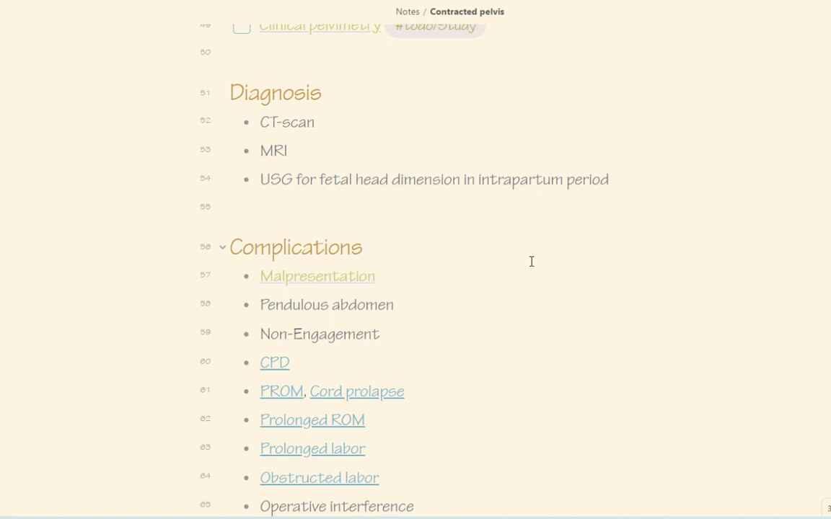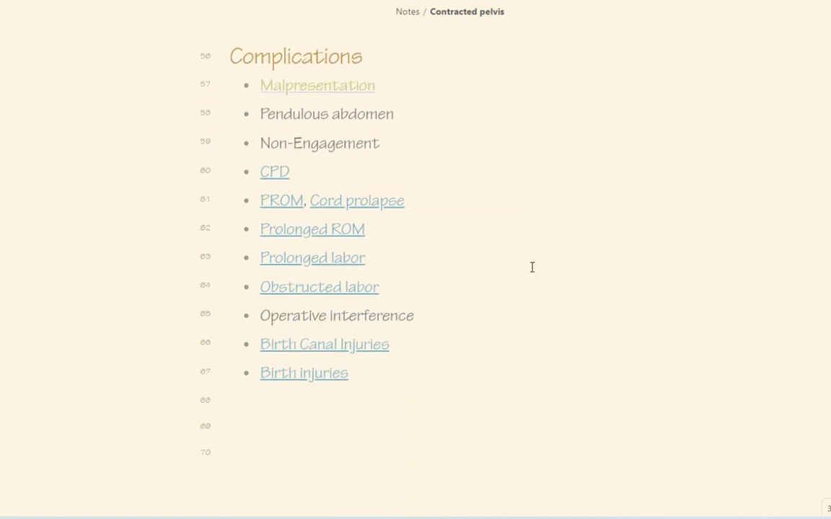So what are the complications? That I already told: the baby is not having any engagement, non-engagement, malpresentation, pendulous abdomen, cephalopelvic disproportion. Non-engagement can lead to cord prolapse during delivery after the rupture of membrane. There can be premature rupture of membrane, prolonged rupture of membrane because there is no engagement here. Prolonged labor and obstructed labor can be there because of cephalopelvic disproportion, and increased risk of obstetric operative interference. And also there can be birth canal injuries like cervical laceration, vaginal laceration, and perineal tear.